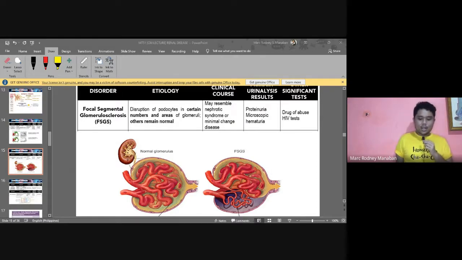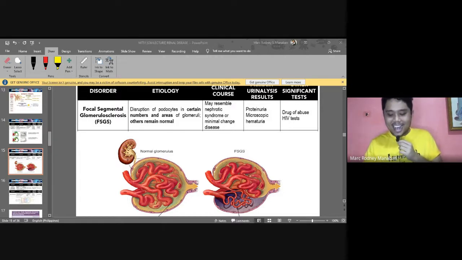So it also has little or no response to corticosteroid therapy. And again, FSGS can progress to nephrotic syndrome. So immune deposits are also found in your FSGS, and it can be associated. It is seen in association with abuse of heroin and analgesics and also with AIDS.